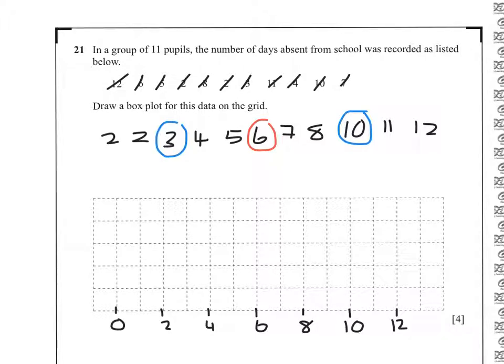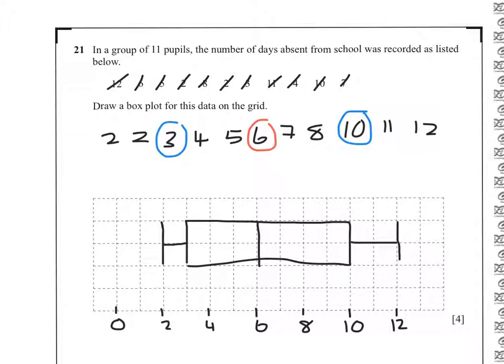The box plot starts with the lowest value, and in this case that is 2. We draw a line to the lower quartile, which is 3. We draw another line at the median, which is 6, and a line at the upper quartile, which is 10, and we draw a box around these. I don't have a ruler on the app, so make sure you use a ruler and a pencil. We go out to the largest value then, which is 12.